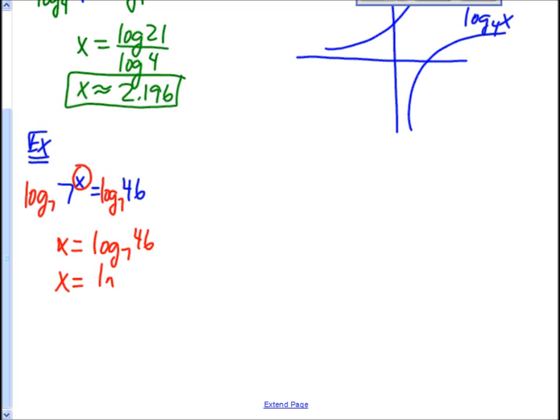Punch that into your calculator. Let's change it to base e this time. So ln of 46 over ln of 7, and that'll spit out 1.968.